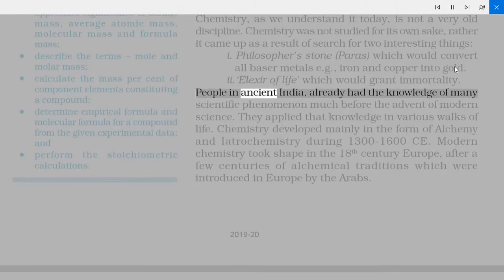People in ancient India already had the knowledge of many scientific phenomena much before the advent of modern science. They applied that knowledge in various walks of life. Chemistry developed mainly in the form of alchemy and iatrochemistry during 1300 to 1600 CE. Modern chemistry took shape in the 18th century Europe, after a few centuries of alchemical traditions which were introduced in Europe by the Arabs.